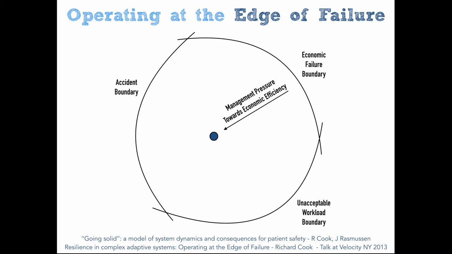So management is always scared that we will go out of business, so we'll try to optimize for that. And then we have, naturally as humans, a pressure towards least effort. We don't want to do more work than we really have to. We want to go home to our kids or have the holidays free or whatever. And these two tend to push the operating point towards the accident boundary.